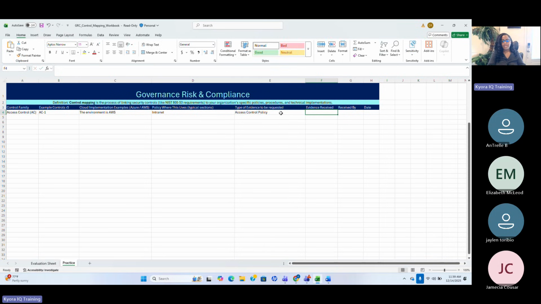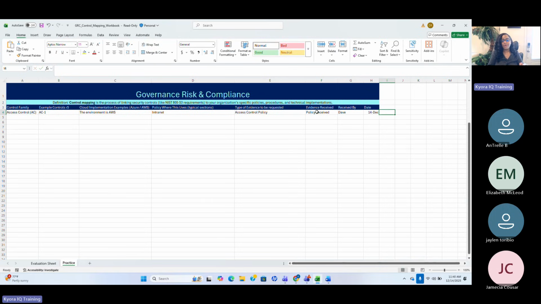Simple as that. And then the evidence received should be a copy or a screenshot or the table of contents, depending on what the auditor wants. They'll receive that. Now, if you're auditing for a third-party organization, they may not want to give you the physical policy, so you may only be able to do a screen share, right? But in this case, we're going to say policy received. And then you're going to say received by Dave, gave it to us on 12/14.